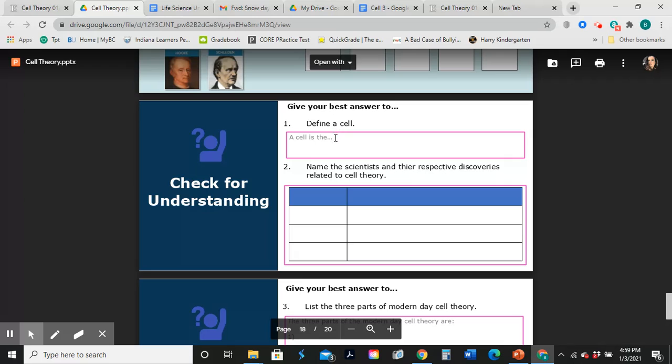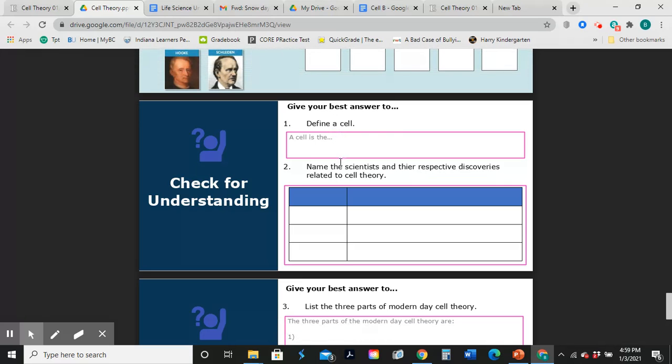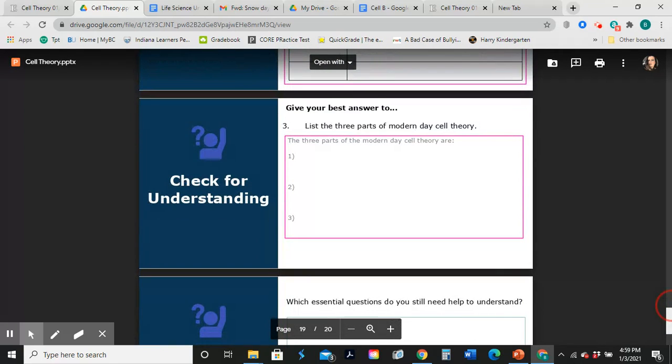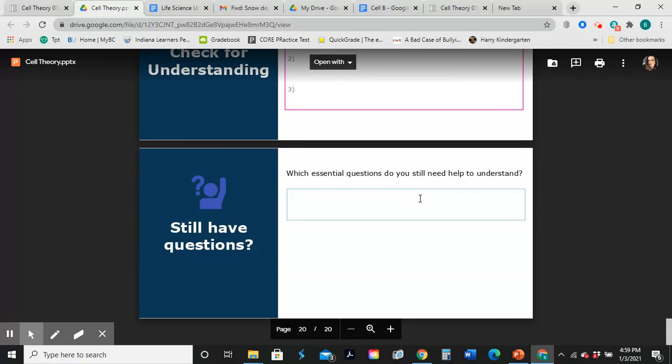I want you right here to tell me what a cell is. Then you're going to name the scientists and their discoveries related to the cell theory. So you're going to give me their names, and you're going to tell me what did they discover, or what are they known for. I want you to list 3 parts of the modern day cell theory right here. And then if you still don't understand one of the essential questions, which one is it and why? And if you understand them both now, I would like you to tell me why you think you understand them both.